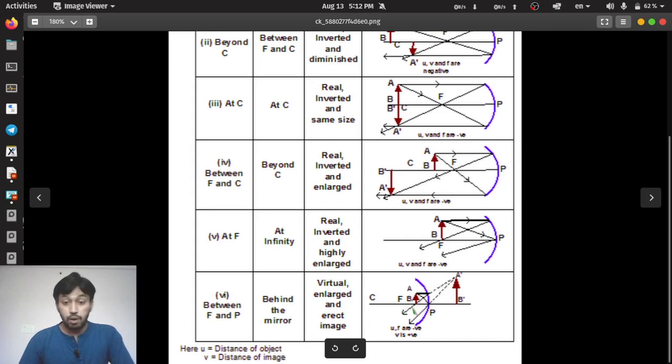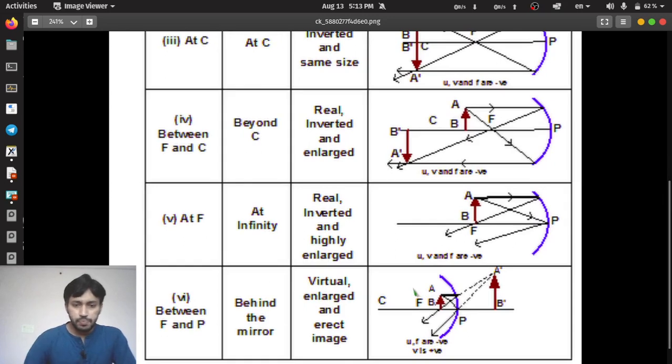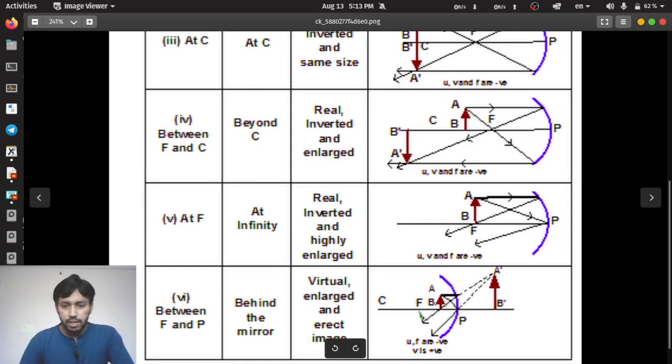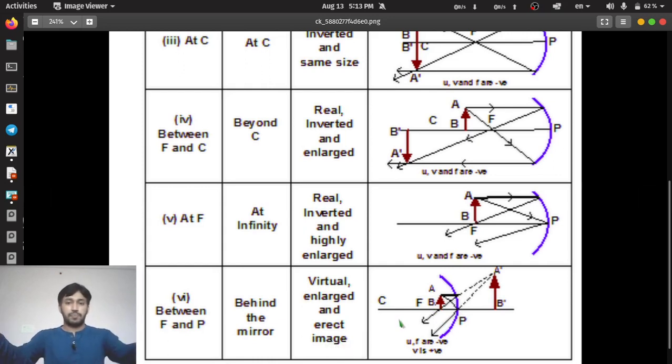So if the object is between the focus and the pole, this is very important. Okay, you can see if the object is between F and P, that means pole and focus, then the image will be an erect image. This will be a virtual image, because you can see these 2 light rays after reflection will go away from each other like this. So it will never meet in this way.